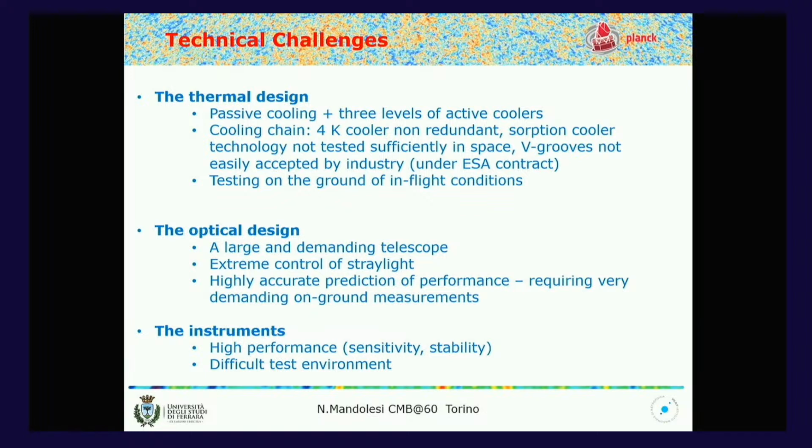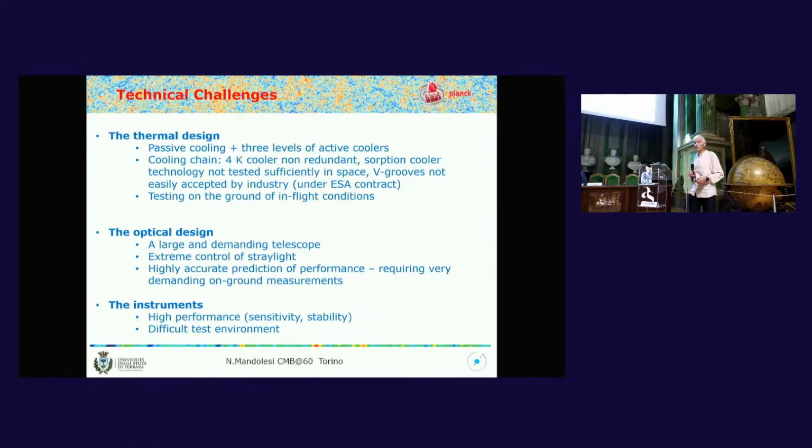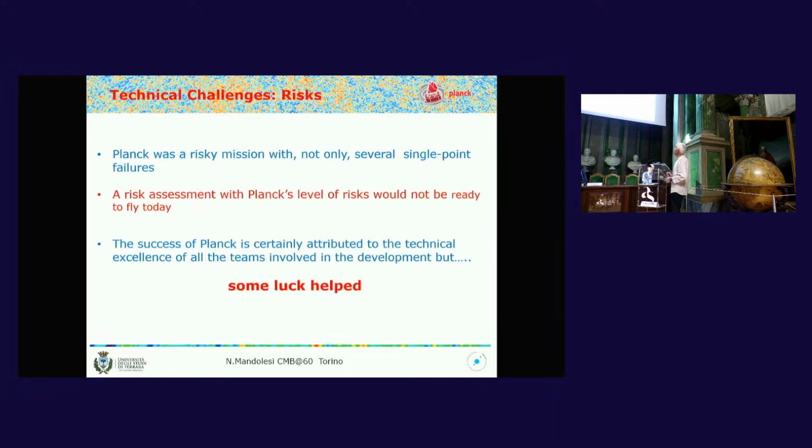And there is a contract. I remember discussions with, I think it was Alcatel, the industry at that time, to convince them that the V-grooves should have worked much better than the thermal design of ESA. Optical design: I know that Jan will talk about the demanding telescope, control of stray light, measurements on ground. Instrument: high performance, sensitivity, stability, difficult test environment. These are the technical challenges.